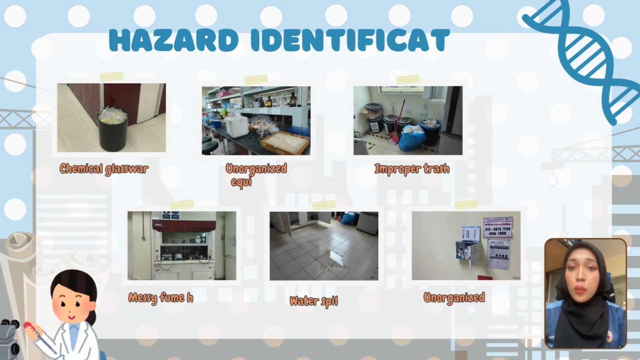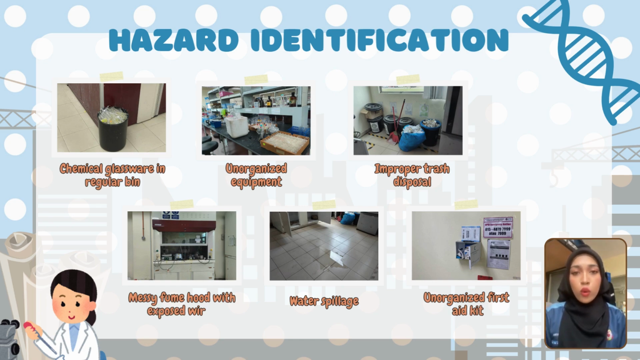There are too many hazards that we identified in one of the science laboratories at the Faculty of Science and Mathematics in DPSI. More than 10, I think. But these 6 are the top hazards that we think you need to take good care of. The first one is chemical glassware in the regular bins. As we know, chemical equipment needs to be thrown in bins that are only for chemicals and have a hazard label on them.